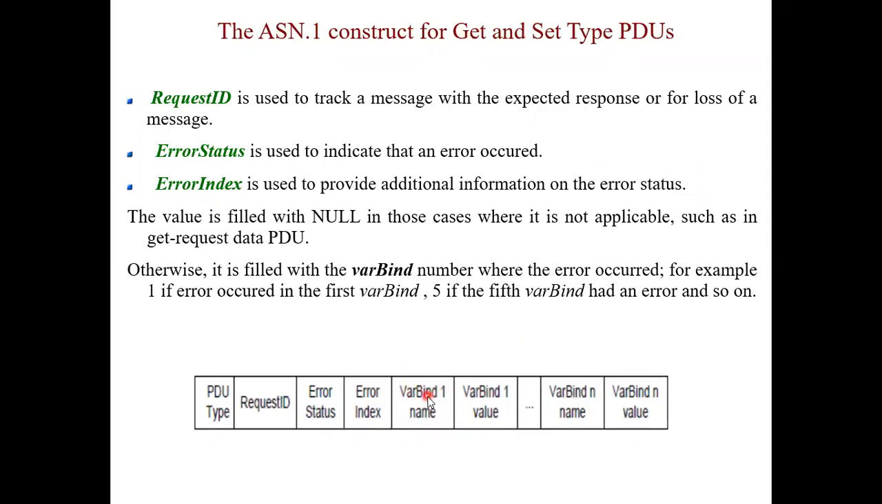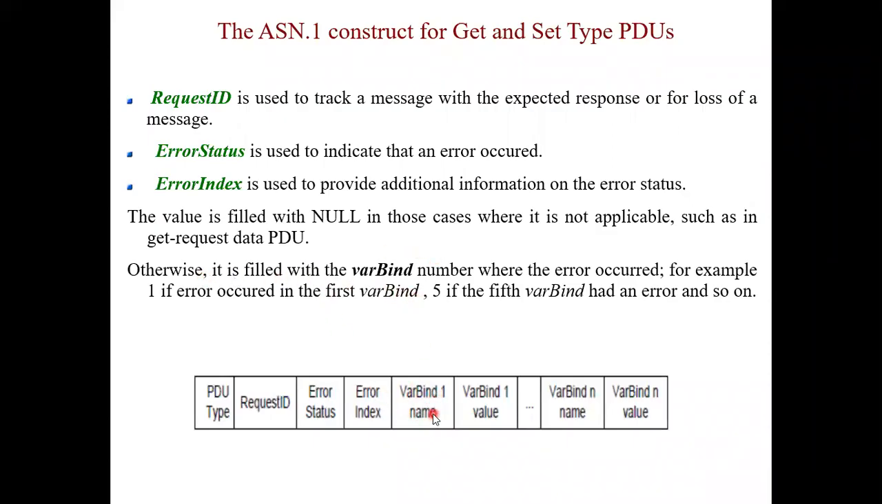So here I will include, suppose there are 5 objects and I want to send the data of all the 5 objects. So it will be variable binding 1, 2, 3, 4. If I'm using 0, 1, 2, 3, 4 or 1, 2, 3, 4, 5, it depends. Okay, so I have the variable binding.